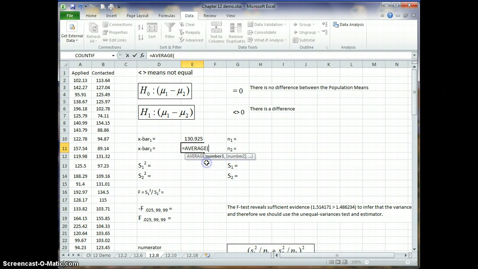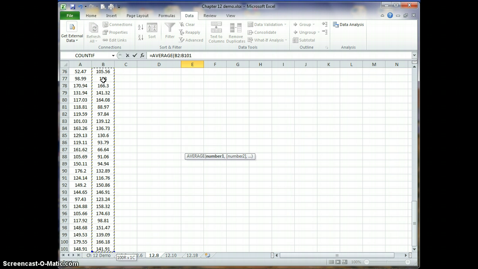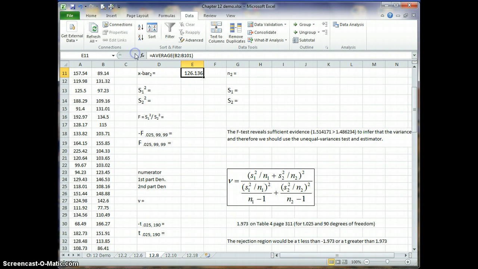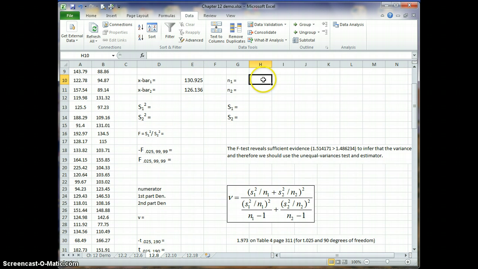In terms of the other column, the contacted, again the average, I'm going to click here. If I hold down my shift key and go end down, it automatically goes to the bottom, and we see that that range is B2 to B101. The average for that column is 126.13. Now N1 and N2, we know they're both 100. If I didn't know that, I could use the count function, but in this case I do know it, so I'm just going to enter 100 for both of those.